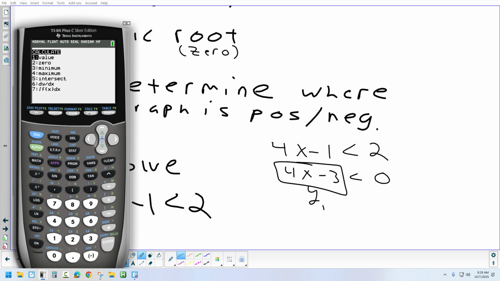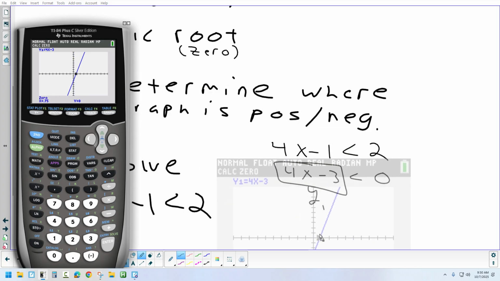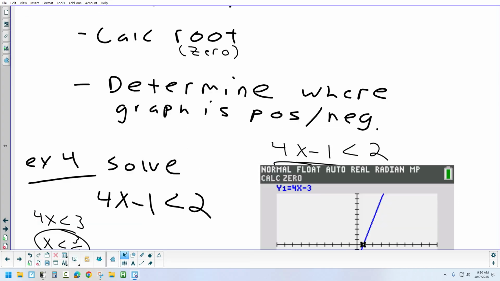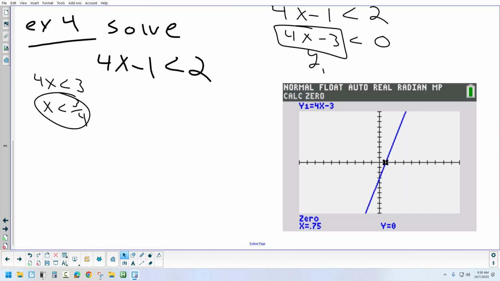So we'll do second calc. Option 2. I think, have we done option 2 before? Calculate 0? Yeah. So pick a point left, right, and do your guess. Okay, so let me put this down here. Okay, so now we know where it's exactly 0. It's at 0.75.